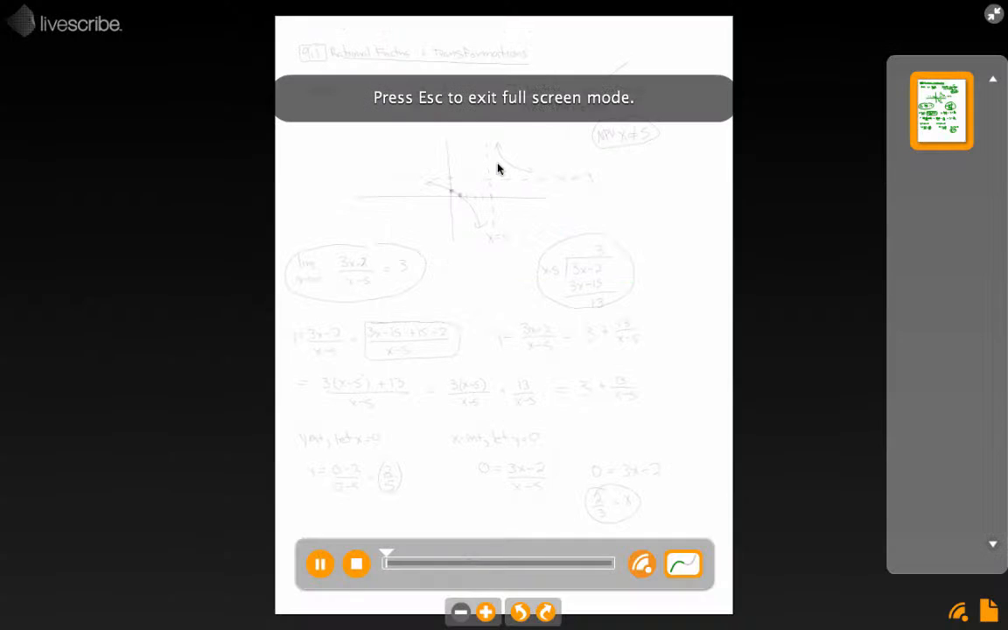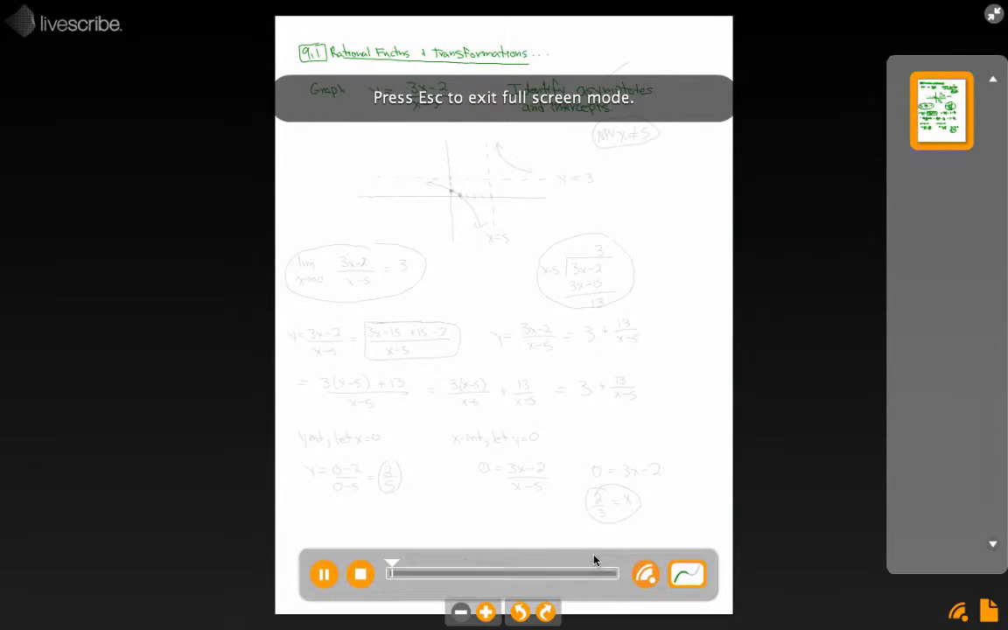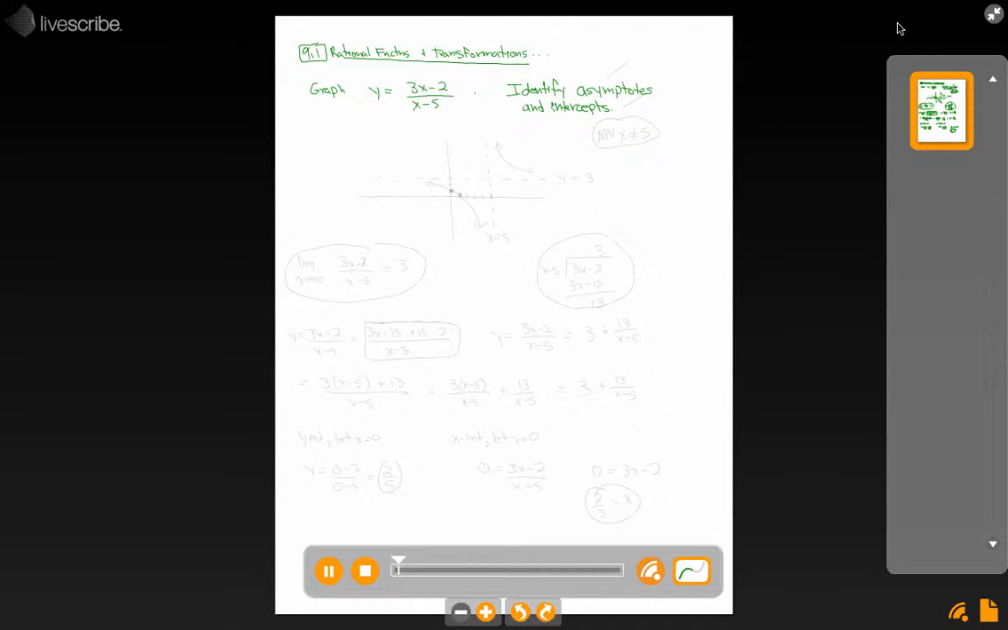This example comes out of section 9.1. So in this example we're asked to graph this function y equals (3x minus 2) divided by (x minus 5), and we're asked to identify asymptotes and intercepts.